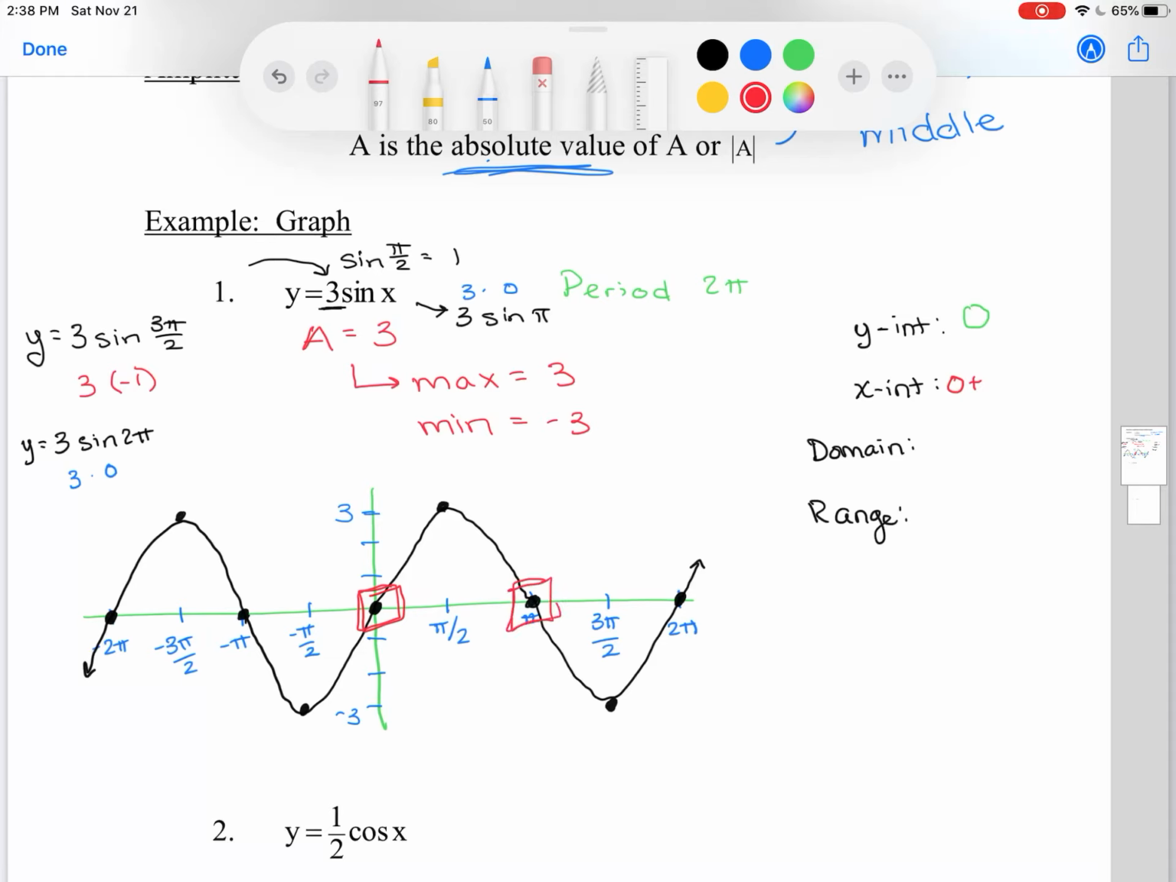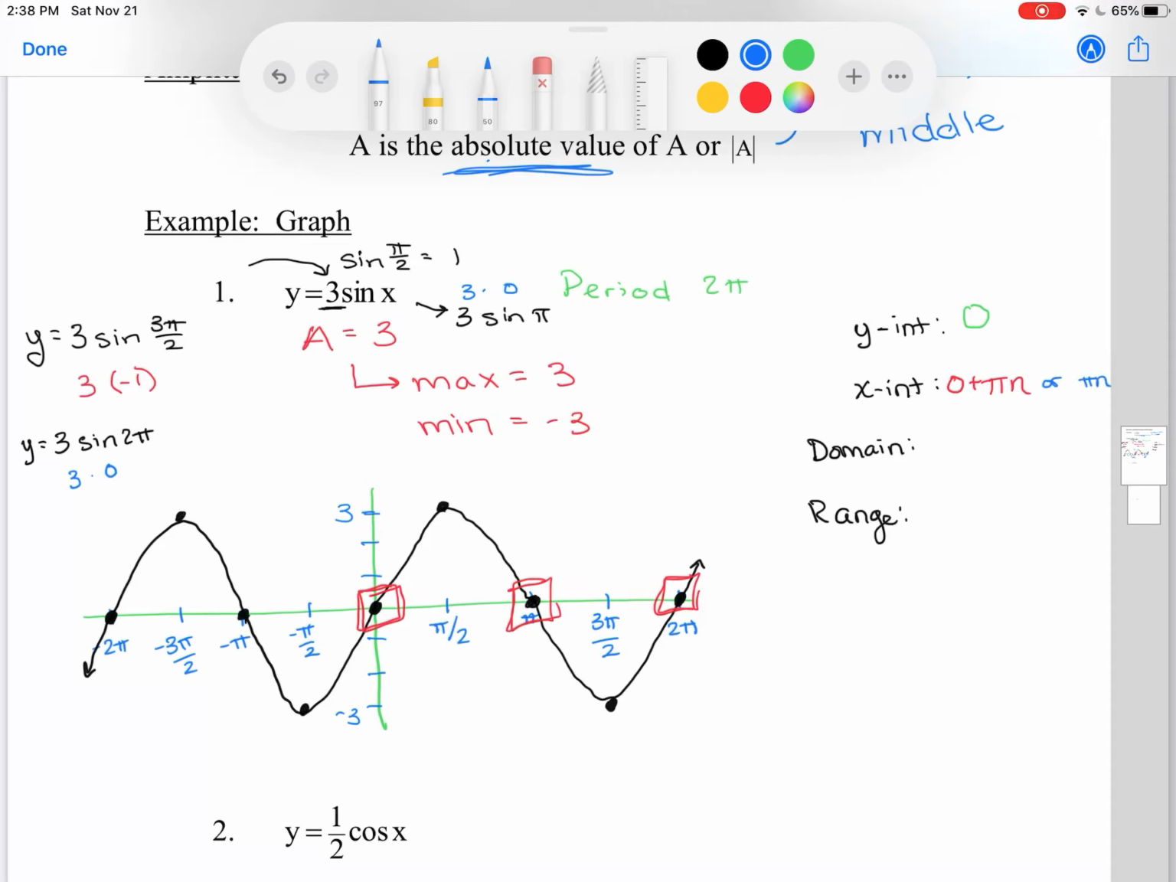Your x-intercept, again, start with what we know, and then we will add more over. So my first x-intercept is going to cross right at the origin. So I'm going to say my x-intercept is 0, and then my next x-intercept, because there are more than one, is going to occur at pi. And if I continue the pattern, then the next one would occur at 2 pi.